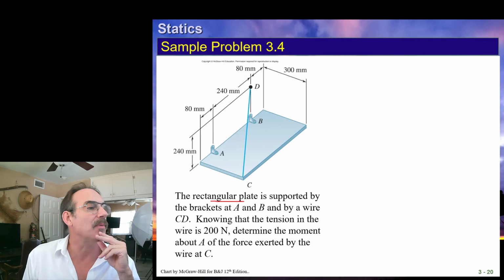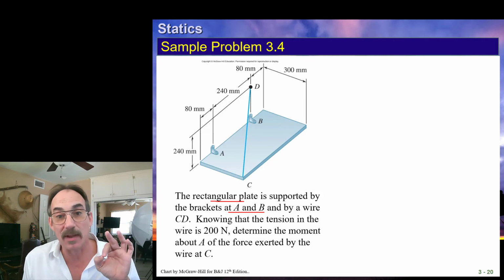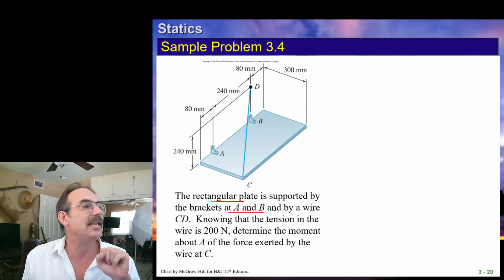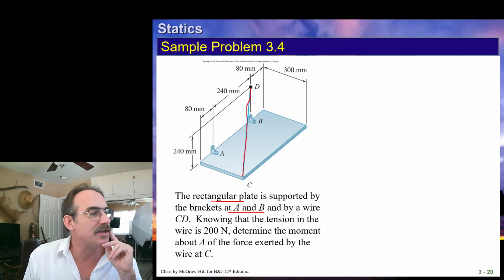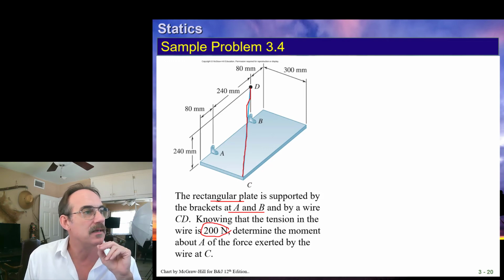We've got a rectangular plate, supported by brackets A and B, and by the wire CD. Looks like we get a lot of information; we're probably not even going to use all of that. Wire CD is this wire here. Knowing that the tension in the wire is 200 newtons, determine the moment about point A of the force exerted by the wire at C.